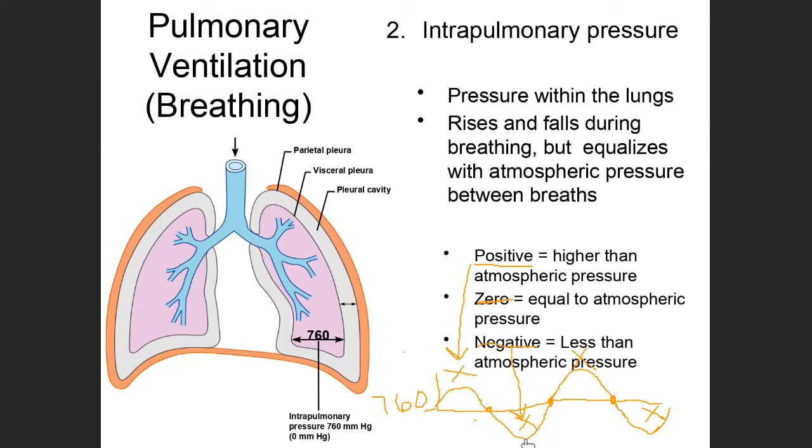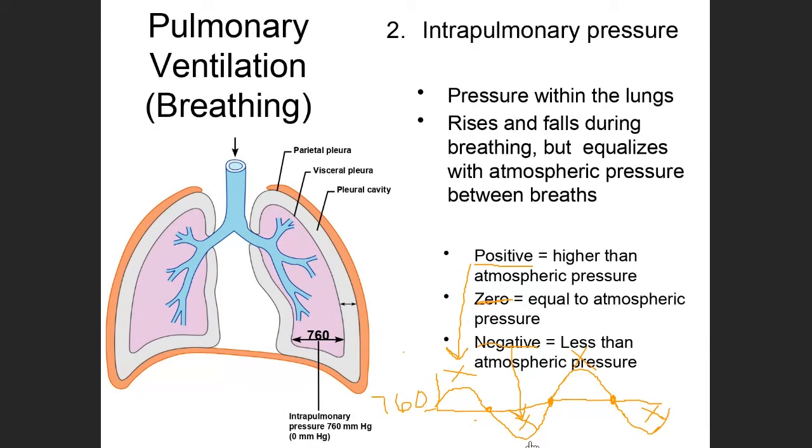And as you're inhaling, you're drawing air into the lungs, and then there's that pause before you exhale. And the reason that pause is there is because you're at a zero intrapulmonary pressure, which means that you're equal to the atmospheric pressure. And then you have to change, again, the mechanical situation in your lungs to create a higher pressure in your lungs so that you can exhale. And this is basically just a cycle that repeats and repeats with each breath that you take.